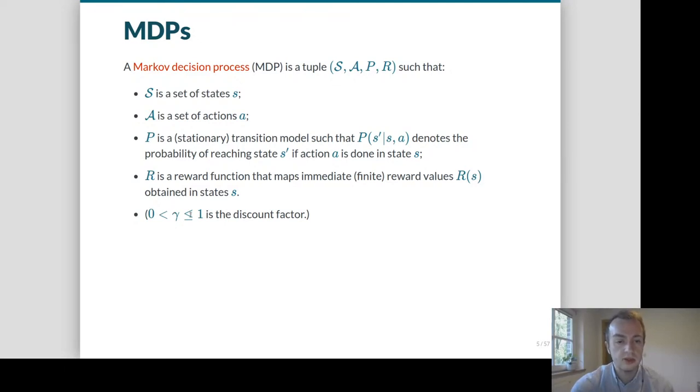We also talked about discount factors last week, which define basically how you should evaluate the goodness of a sequence of rewards. And usually this value, when the length of the episode can be infinite, will be set to a value which is strictly positive but strictly smaller than one. When the sequence of actions is always finite, you can in this case set gamma, the discount factor, to one if you want to.